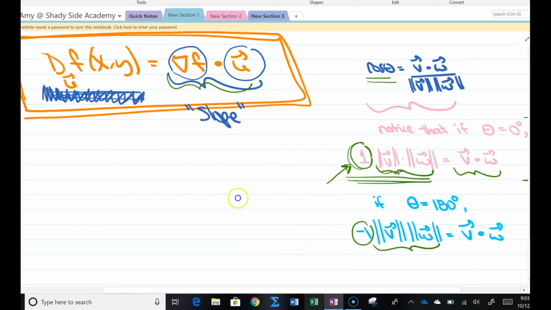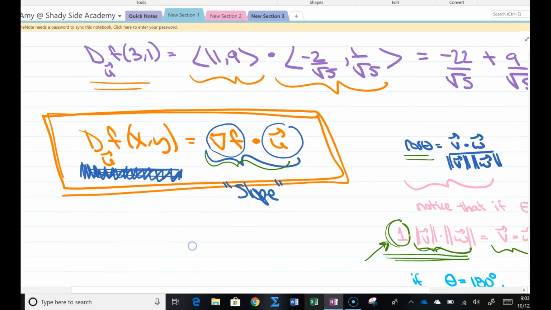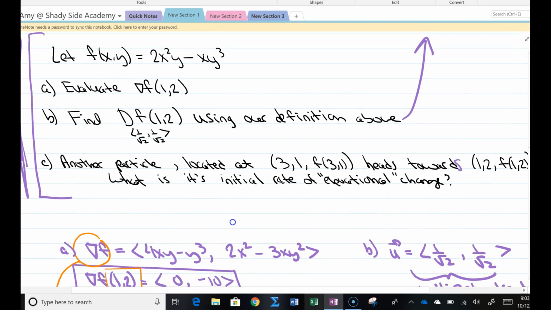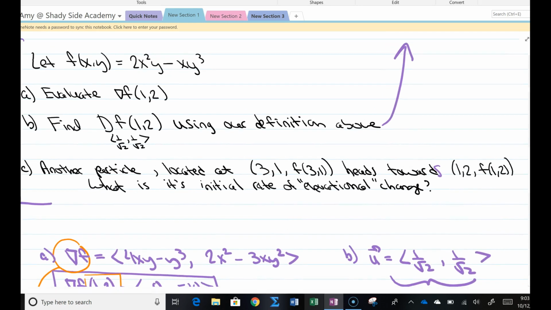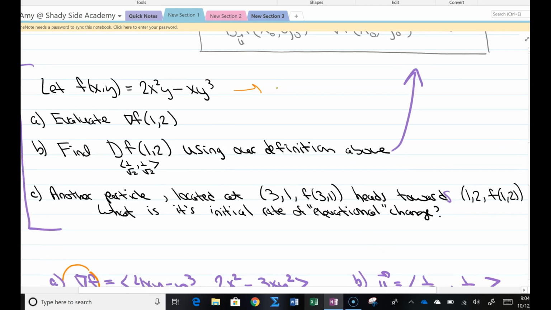Okay, so what I'm trying to get you to think about here is the following. Let's say we were back to this question above, which says, where am I? Here we go. f of x, y equals 2x squared y minus x y cubed. And let's add on to this now. Let's say that you are at the point 1, 2, f of 1, 2.